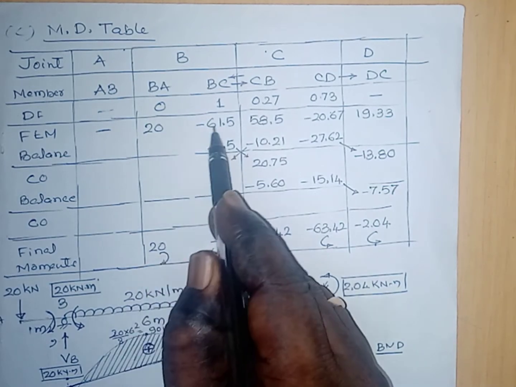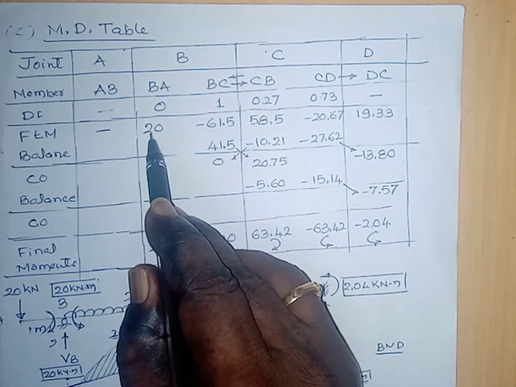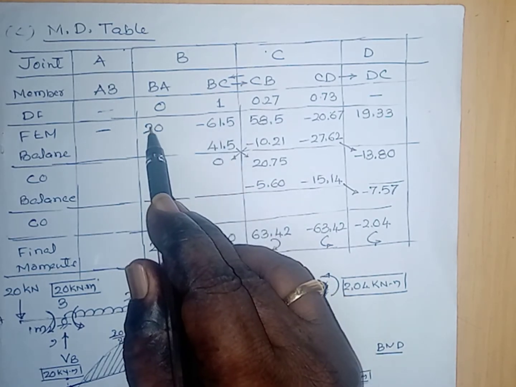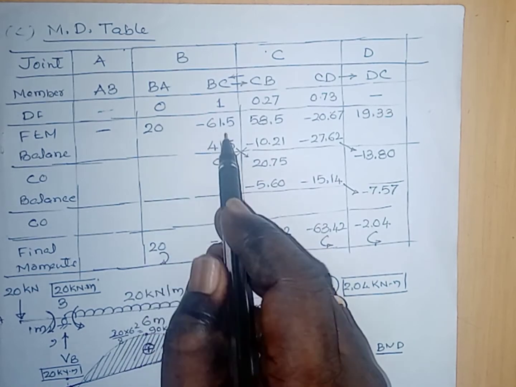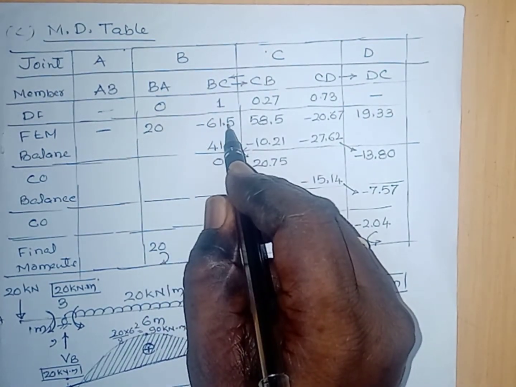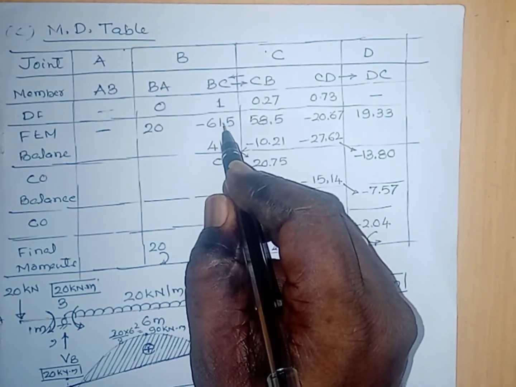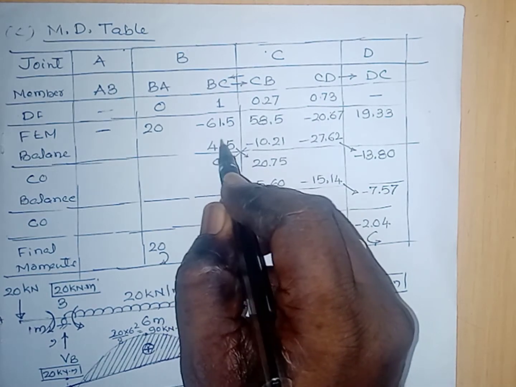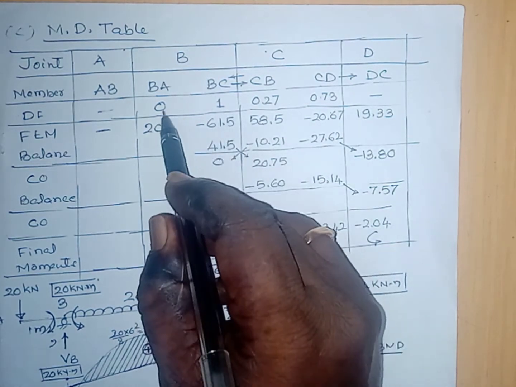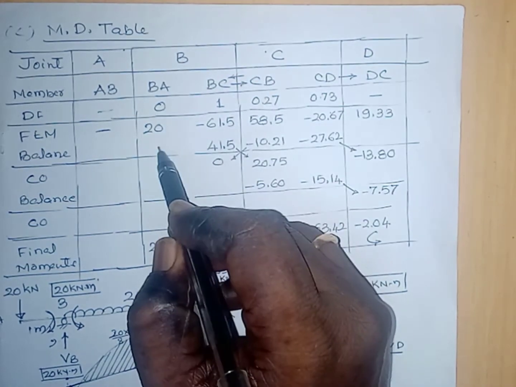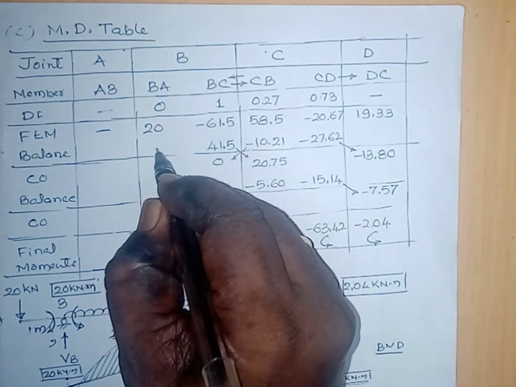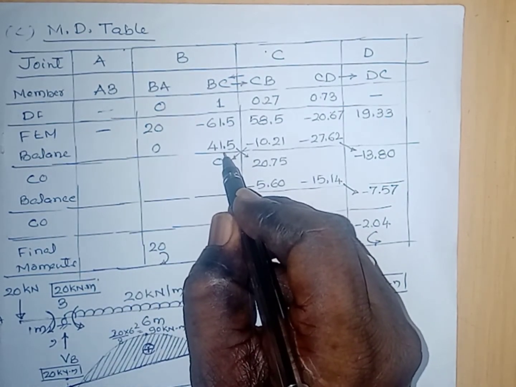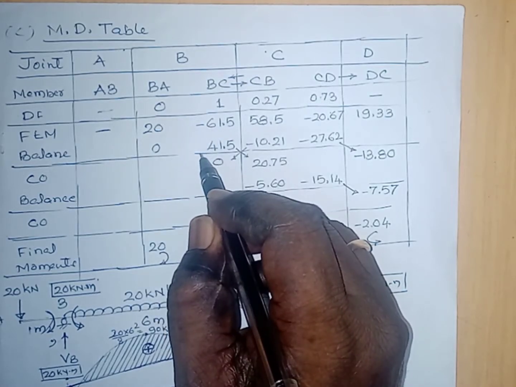are connected. By observing these two values, one is 20 and another one is minus 61.5. There is an unbalanced moment of 20 minus 61.5, that is minus 41.5. Minus 41.5 is to be balanced by adding plus 41.5. And plus 41.5 is distributed among these two members. 41.5 into 0 is 0. 41.5 into 1 is 41.5. Here joint B is balanced.